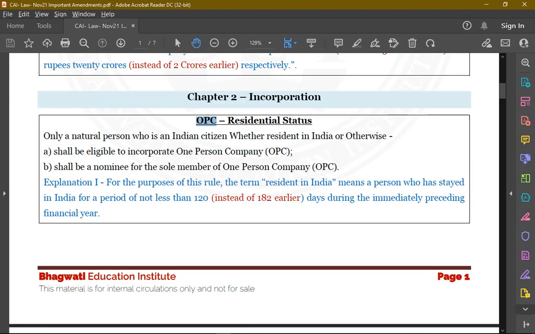Read it here. What it says is that only a natural person who is an Indian citizen, whether resident in India or otherwise, shall be eligible to incorporate a One Person Company, and shall be a nominee for the sole member of OPC. So guys, an Indian citizen and resident person can be either member or nominee. So Explanation 1 has been provided here. For the purpose of this rule, the term resident in India means a person who has stayed in India for a period of not less than 120 days. Earlier it was 182 days, during the immediately preceding financial year.